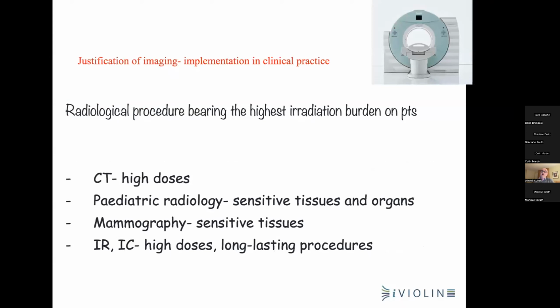There are some radiological procedures that bear a high irradiation burden on the patients. Mostly CT with high doses, pediatric radiology, and mammography. There are sensitive organs and sensitive tissues, and in interventional radiology and interventional cardiology, there are long-lasting procedures with high doses.